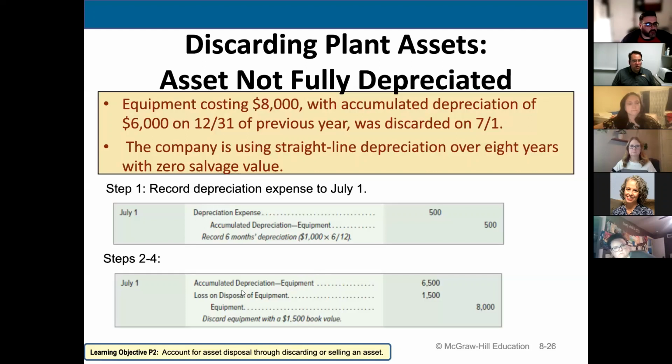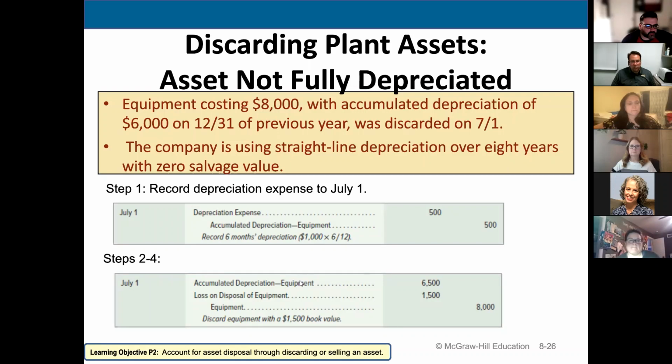Then we're going to debit the accumulated depreciation account's total value. That will get accumulated depreciation off our books. We will credit the equipment account for the full value. And then any difference between the two will either be a loss or a gain.